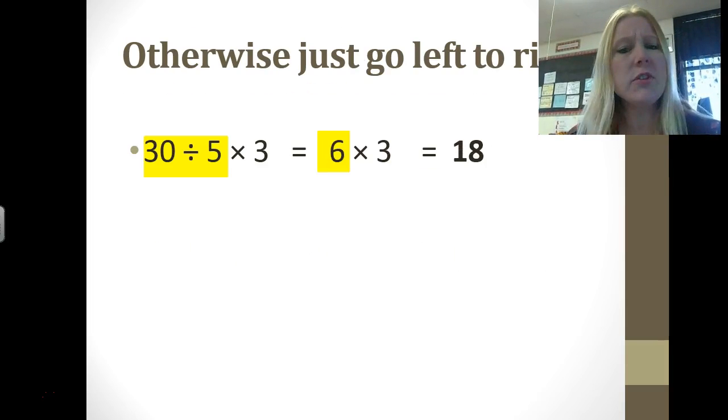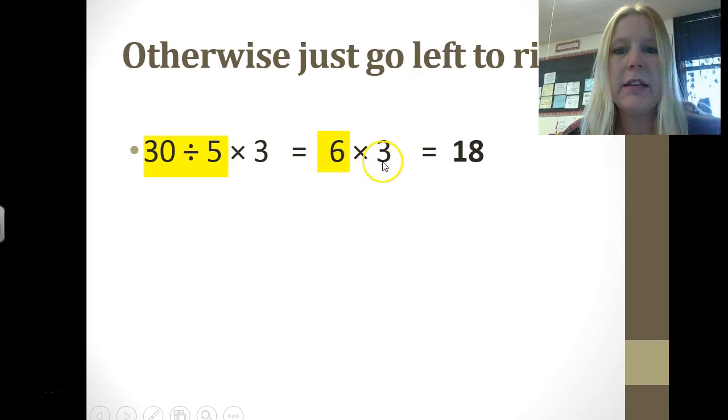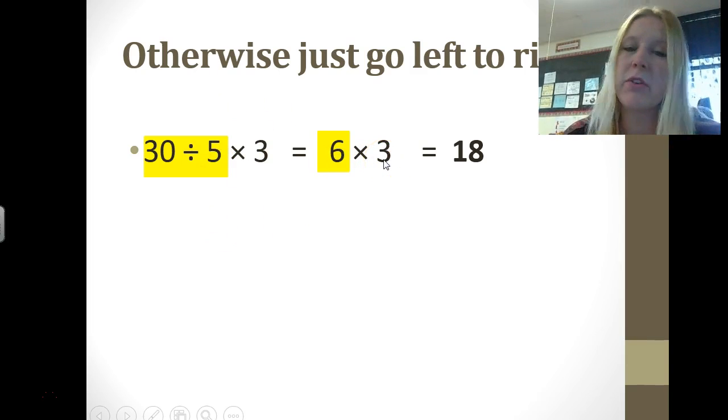Otherwise, you just move from left to right. So multiplying and dividing, as you can see, are on that same stair. So you would just go, here's what's on the left, moving my way to the right, because multiplying and dividing are like a brother and sister pair.